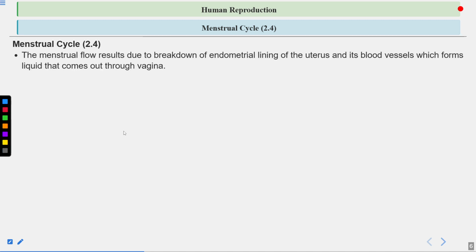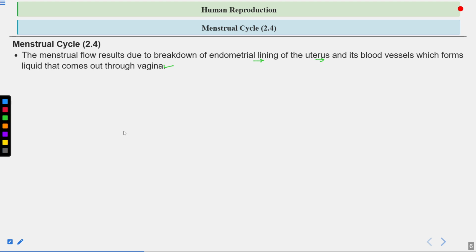Now the menstrual flow results from the breakdown of the endometrium lining of the uterus and its blood vessels, which forms liquid that comes out through the vagina. So why does this bleeding occur? This menstrual flow is because of the shedding or breakdown of the endometrial lining, or endometrium, which is the innermost layer of the uterus.